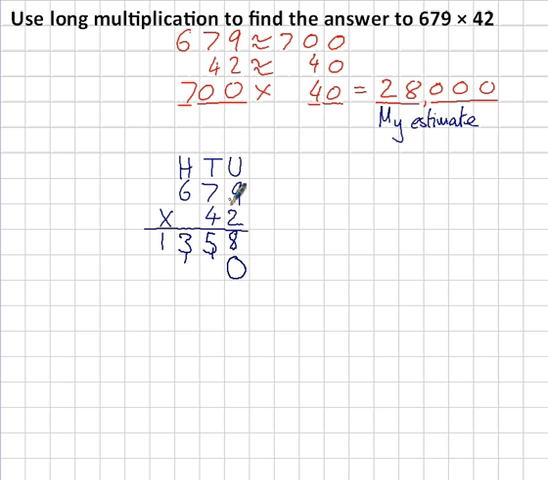So let's do 9 times 4, which is 36. 7 times 4 is 28, plus the 3 that we're carrying is 31. 6 times 4 is 24, plus the 3 that we're carrying is 27.